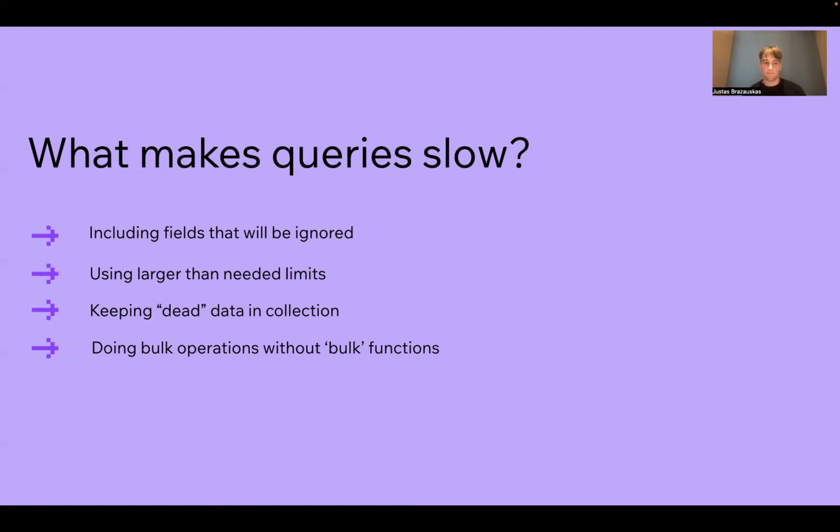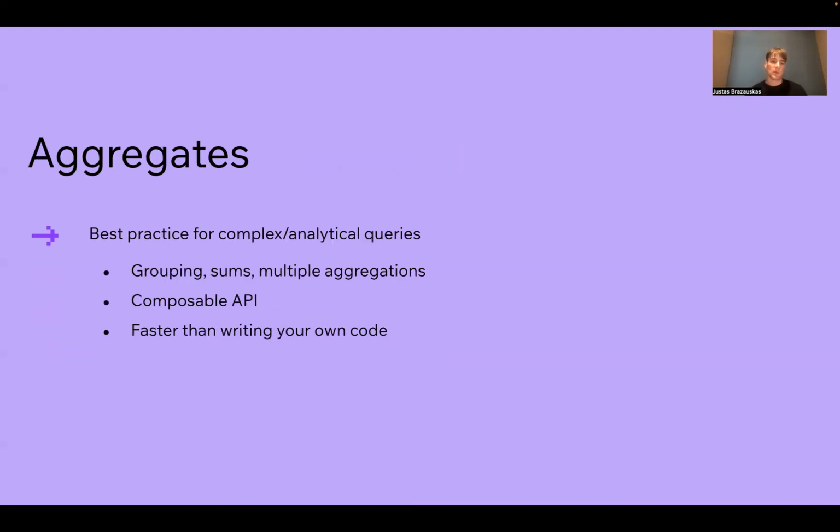Bulk operations are generally a bit underappreciated, I guess. So one particular case that I want to talk a bit about is aggregates. Aggregates are a special type of query used for these kinds of analytical queries, a bit more complex, where you might need to sum over something or get an average of something. It allows for things like grouping, sums, and combining multiple such aggregations in sequence. So it provides this composable, powerful API, and it's generally faster than writing this kind of code yourself. Let's say you want to get an average price of all of your orders, this will be the best practice to do those kinds of queries.